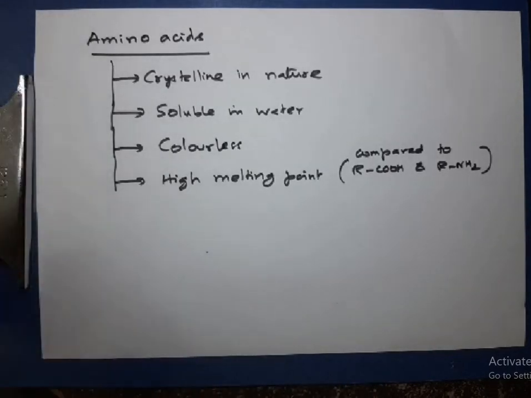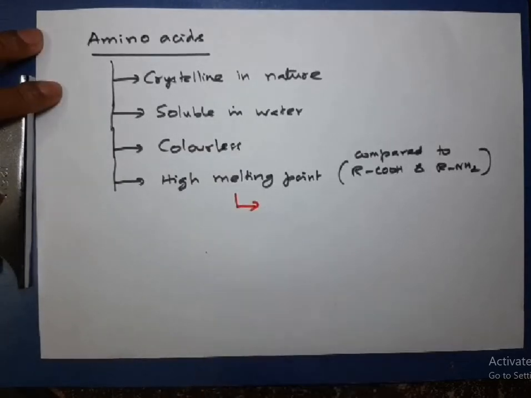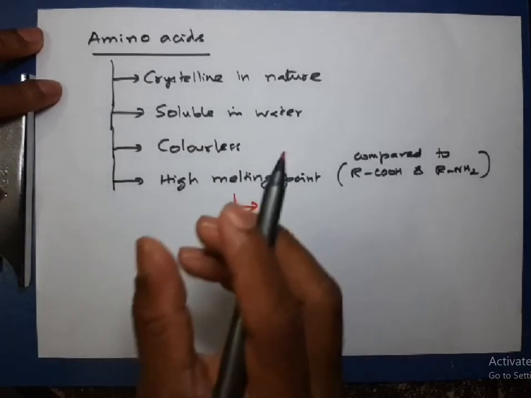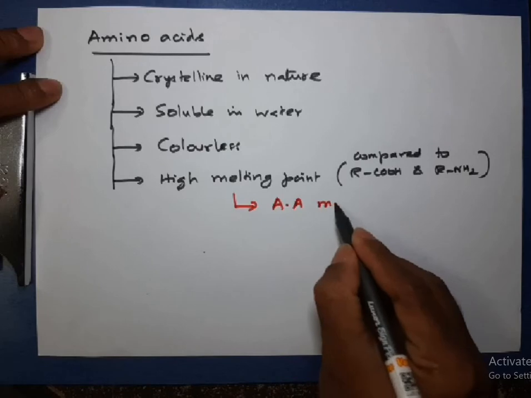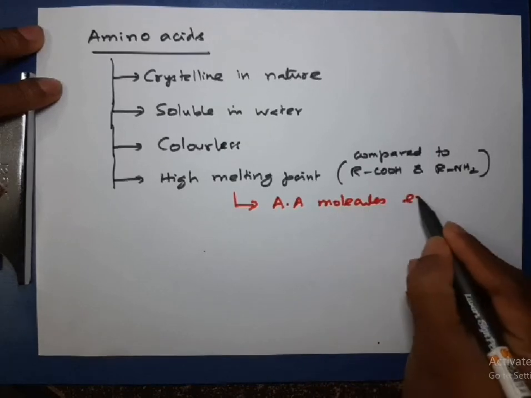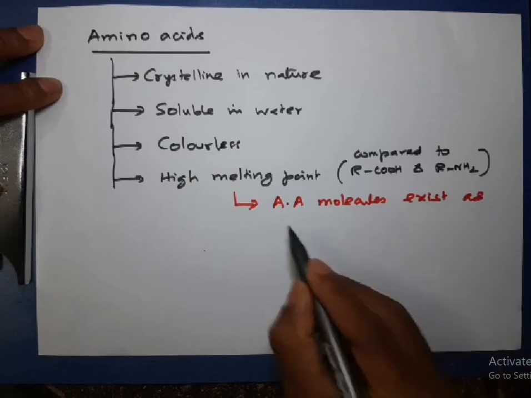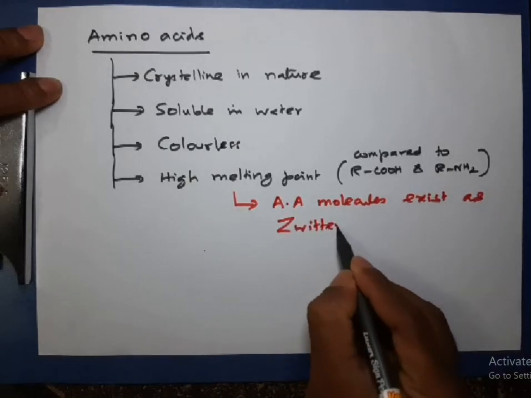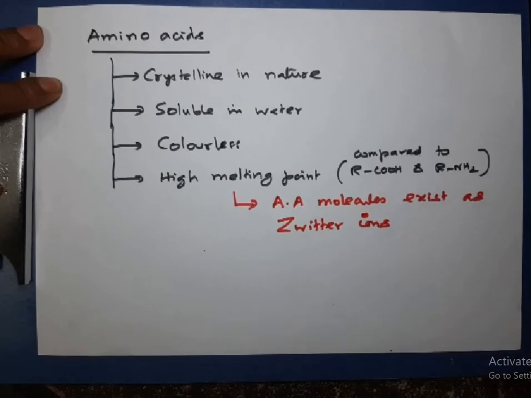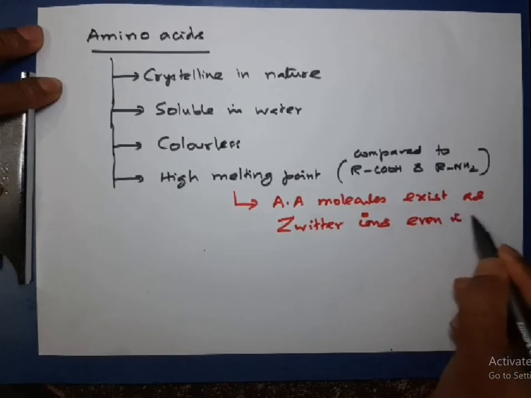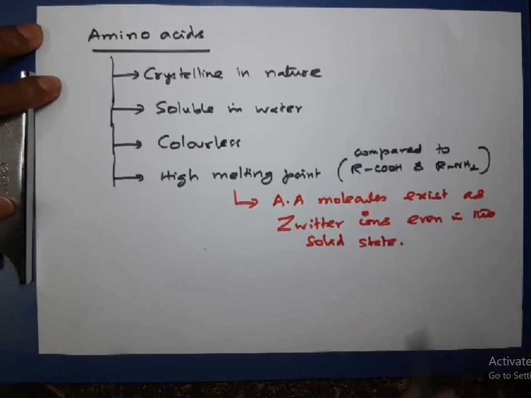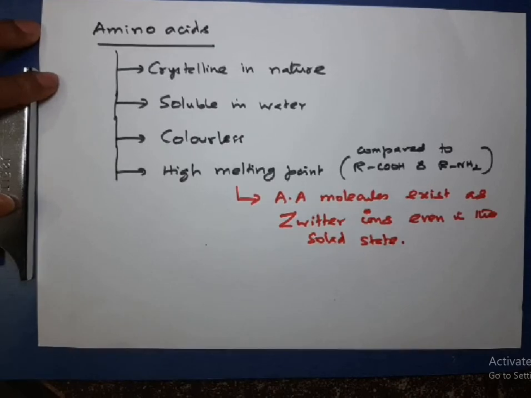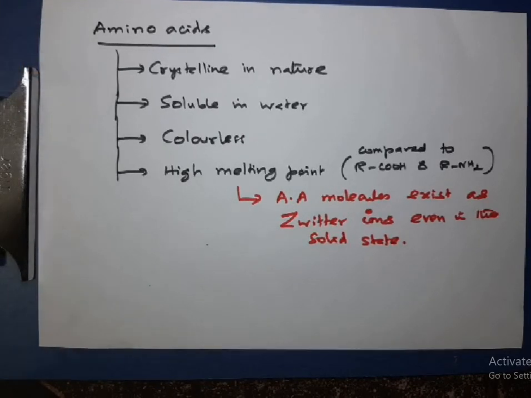The reason is, in the solid state, amino acid molecules exist as zwitter ions. They exist as zwitter ions even in the solid state. That's the reason why they have a high melting point. So these are all the essential points that we discussed in the last class.